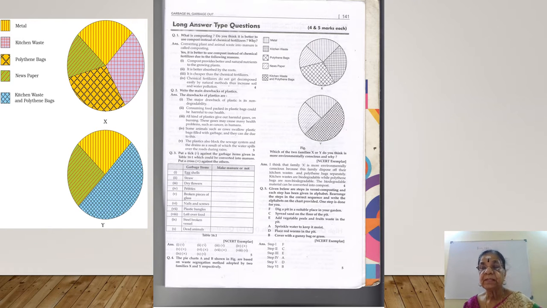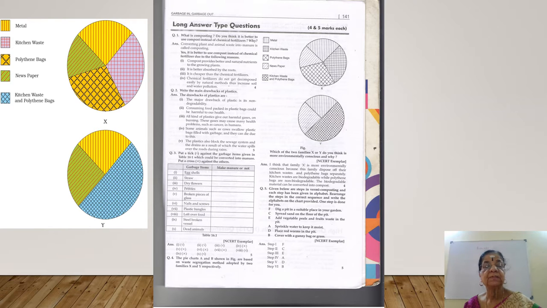That is, which family knows where to put which garbage so that it becomes compost or decomposes, and understands environmental issues carefully. That is the question, right? So which of the two families X or Y do you think is more environmentally conscious and why? What should we say? What do you understand from this? Family X has put everything separately, correct?